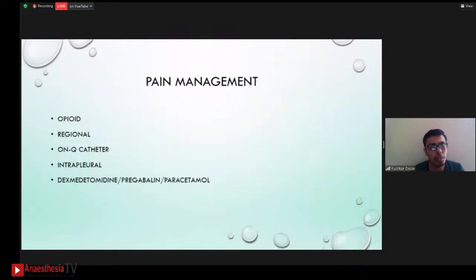Coming on to pain management, the standard pain management in MICS is opioids and regional anesthesia, and non-opioid drugs like dexmedetomidine and pregabalin are usually helpful. One important thing in our experience is that we use the On-Q catheter, which the surgeon places inside the incision at the end of the surgery, and continuous local anesthetic infiltration is carried out in the post-operative period, which usually gives excellent pain relief.